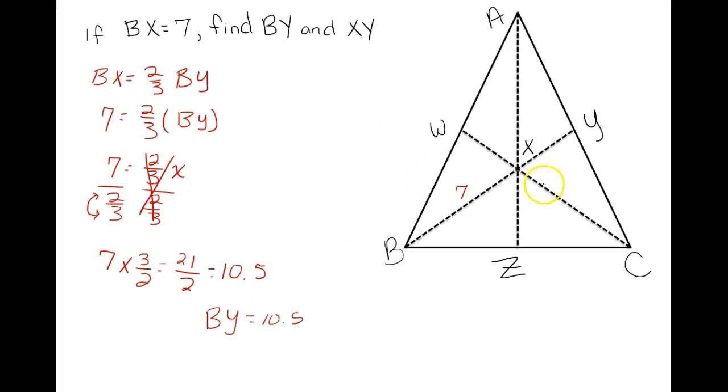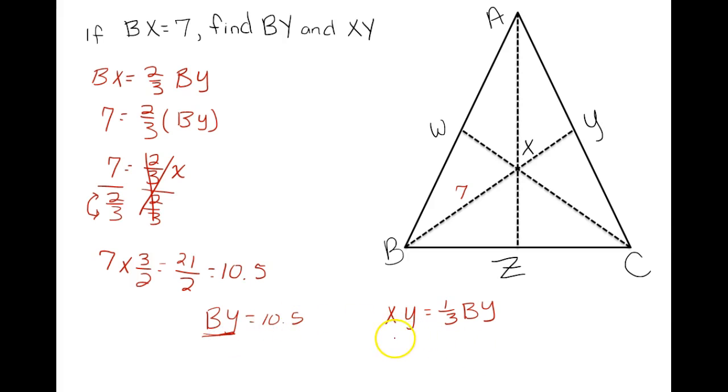All right, so now it wants me to find XY. And I know that XY is 1/3 of BY, that entire segment. The good thing is that we've now found BY, right? You see, BY was 10.5.